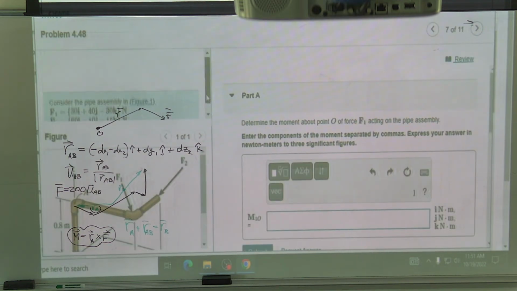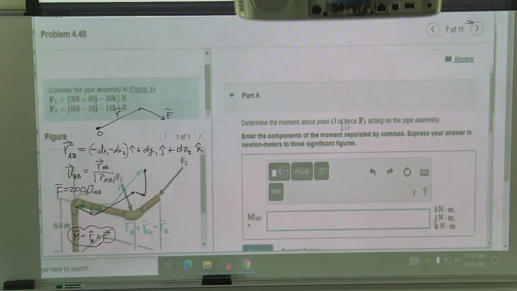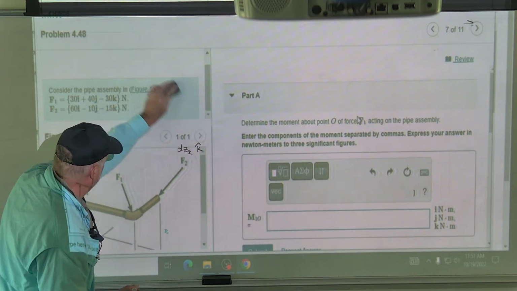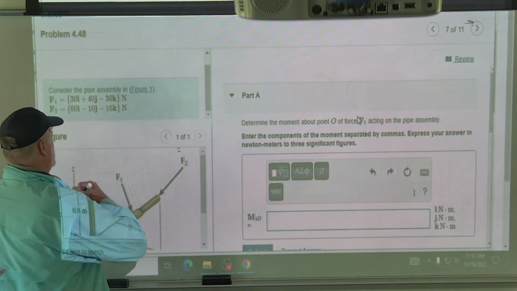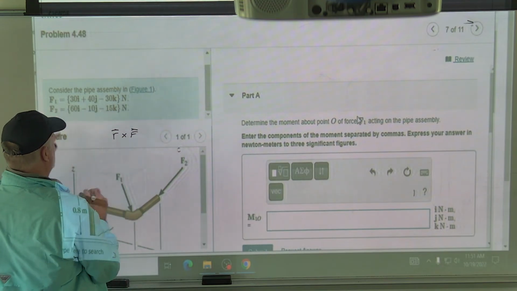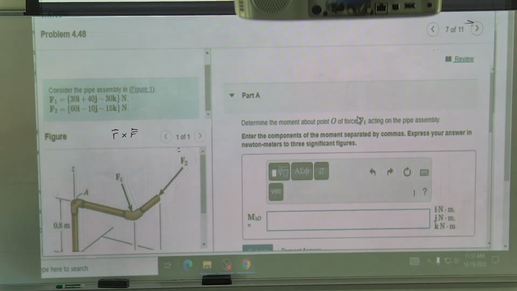Okay, this one's a straight up kind of thing. F1 and F2, entered at some weird location. Determine the moment about O of the force F1. So that's just the straight out application of this same equation, which is R cross F. Find your R, cross it with whatever F is, which he gave you. And then you get the answer to the first one and the answer to the second one.